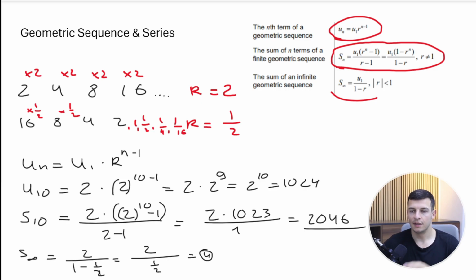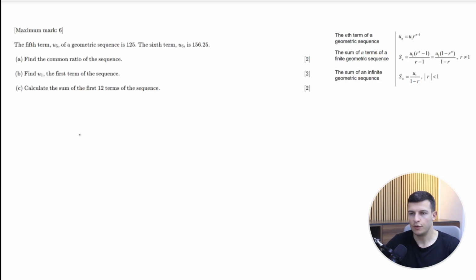All right, with that being said, that's going to conclude our theory section, and let's move on to some examples. The 5th term, U5, of a geometric sequence is 125. The 6th term, U6, is 156.25. Find the common ratio. So the common ratio is R. We're looking for R here.